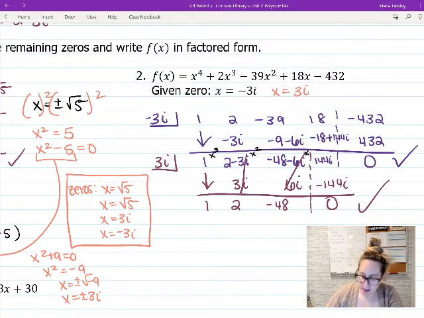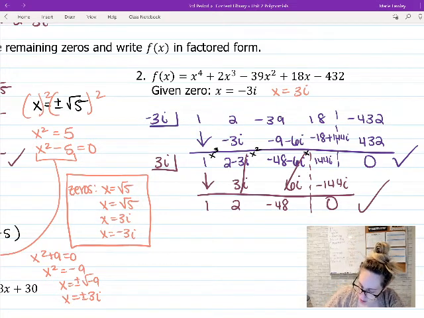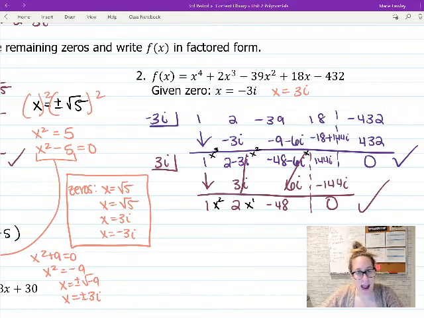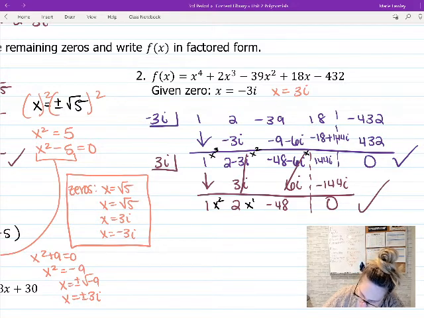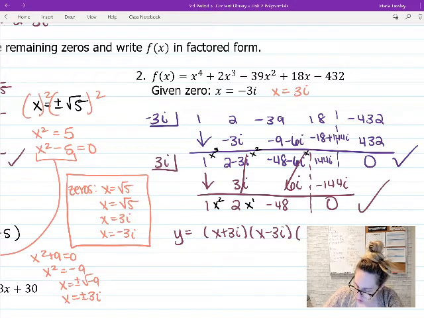All right, so now I can go through, and since I divided out by another 0, I can take that x cubed and drop it down again to x squared. This would then be x to the first, and then the 48 would be my constant. So at this point, factored form looks like this. So y equals, I have x plus 3i, x minus 3i, and x squared plus 2x minus 48.